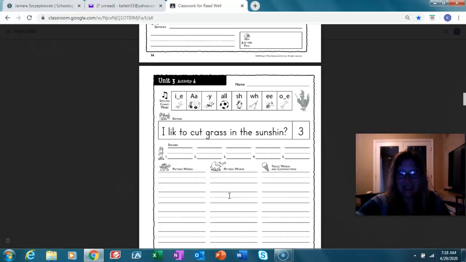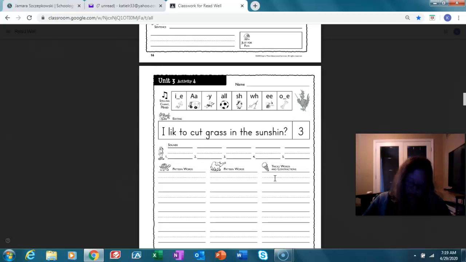Next word, get. How do I get home? Get. Should be spelled G-E-T. Next word, her. Did you see her? Should be spelled H-E-R. And lastly, mom. Should be spelled M-O-M.